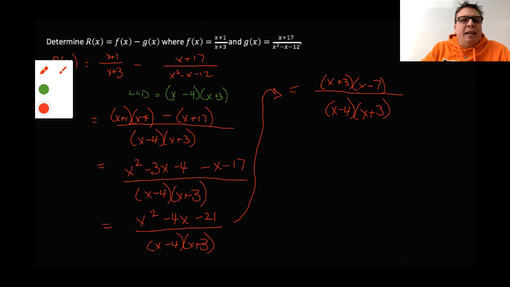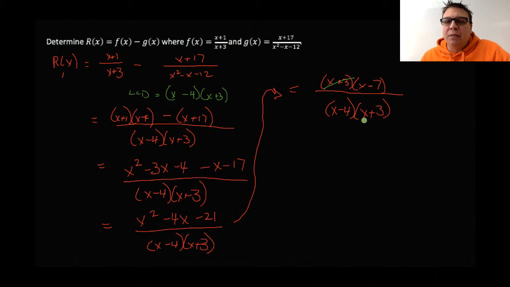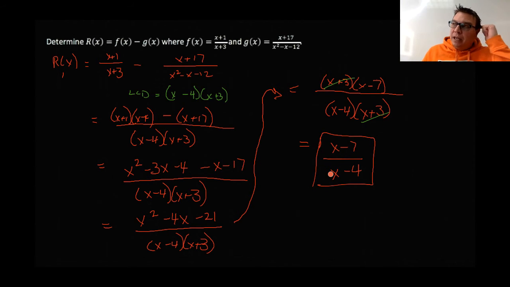Now we can simplify, and by simplifying here, I'm going to get rid of the x plus 3 and the x plus 3, which gives us the grand total of just what's left, which is x minus 7 divided by x minus 4. This is exactly the same thing that we did in the last video. It's just that we're starting out with something telling us what the two functions are. We're going to combine them either with addition or subtraction, in this case with subtraction.